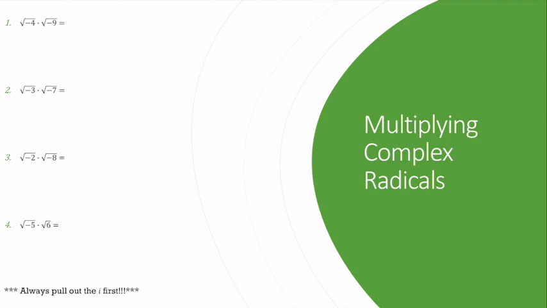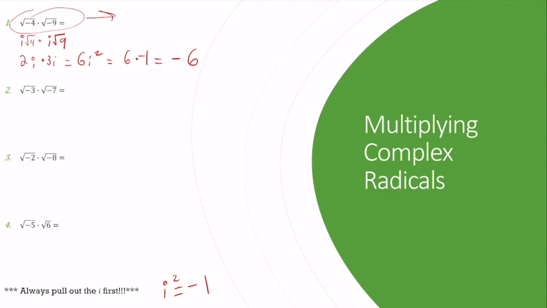So here I have the square root of negative 4 times the square root of negative 9. I'm going to pull out that i first. So I'd have i root 4 times i root 9. This would be 2i times 3i, which gives me 6i squared. And we have to remember that i squared equals negative 1. So this is going to be 6 times negative 1, which is negative 6. And if I'd gone ahead and not pulled out the i first, I would get the wrong answer, because this would become the square root of 36, which would just be 6, and that's not correct. Don't do that, okay?